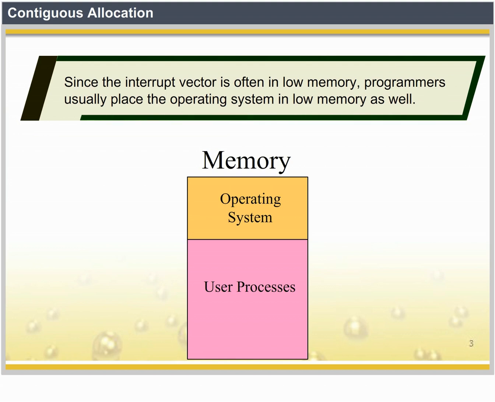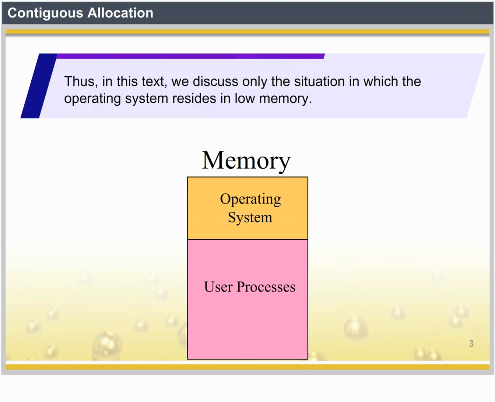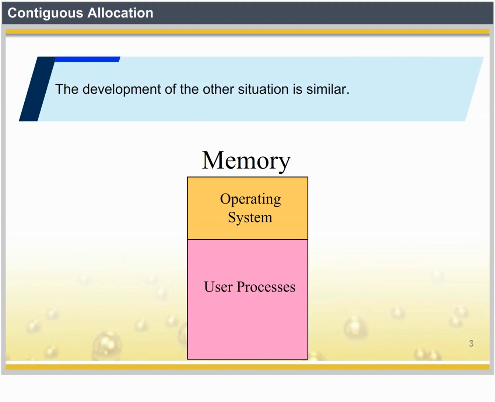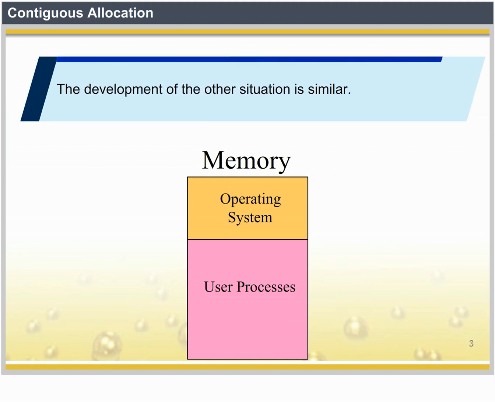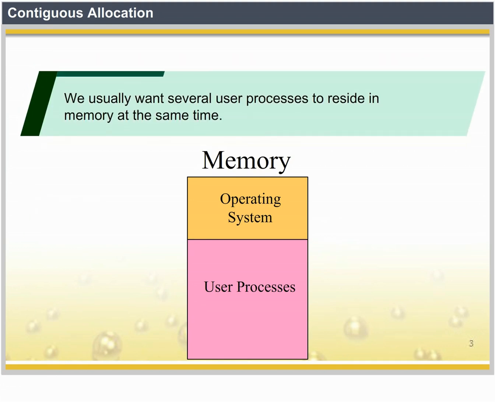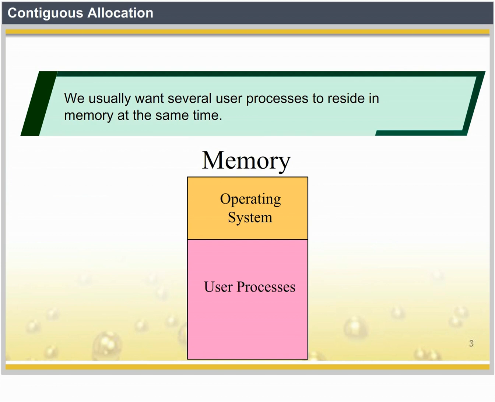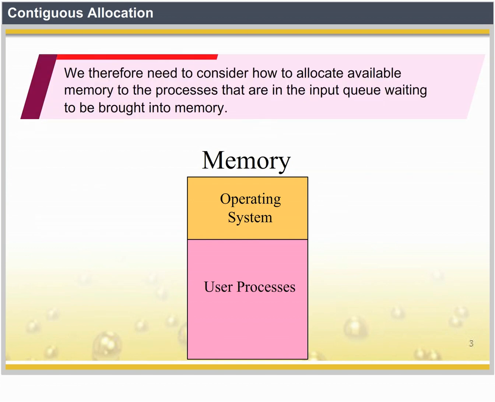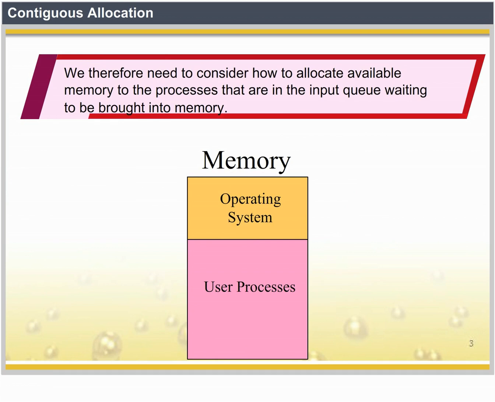Thus, in this text, we discuss only the situation in which the operating system resides in low memory. The development of the other situation is similar. We usually want several user processes to reside in memory at the same time. We therefore need to consider how to allocate available memory to the processes that are in the input queue waiting to be brought into memory.